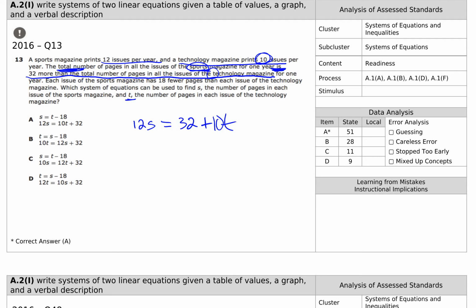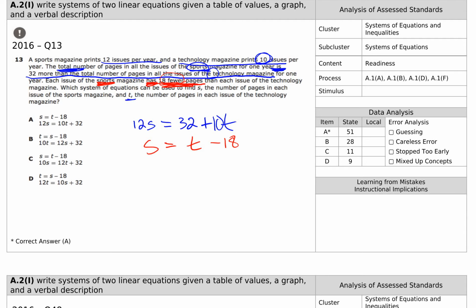The second sentence, each issue of the sports magazine has 18 fewer. So sports is equal to 18 fewer. Now remember again, that's that phrase, fewer. So you don't do 18 minus when it's less than or fewer. You're going to end up putting that at the end after the technology.